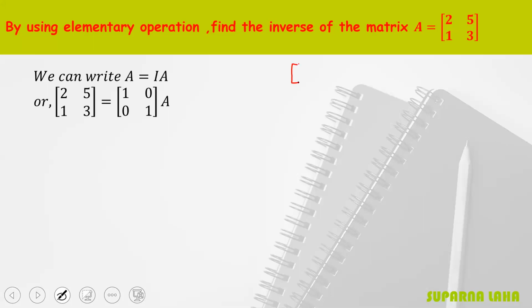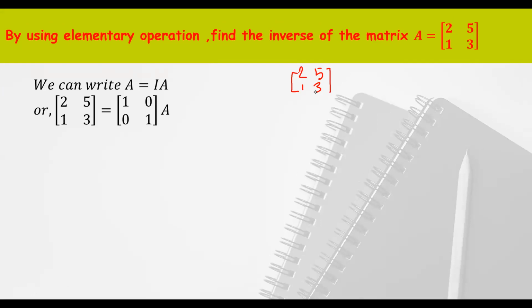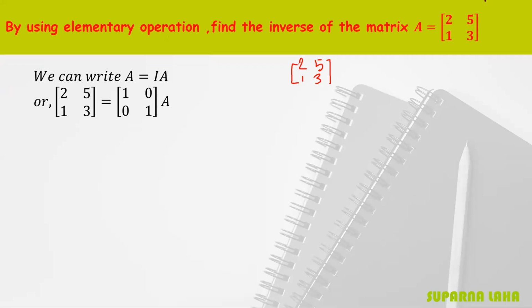here this matrix is given: 2, 5, 1, 3. Now my first work is to make this element 2 into 1. That is 1, 3. Now how could I make this 2, 1? Now if I subtract row 1, R1 minus R2, then I can make this first element, the leading element, 1. So 2 minus 1, 1, 5 minus 3, 2.